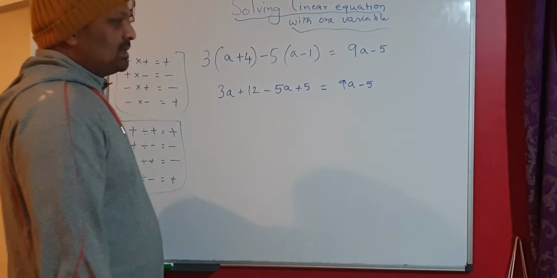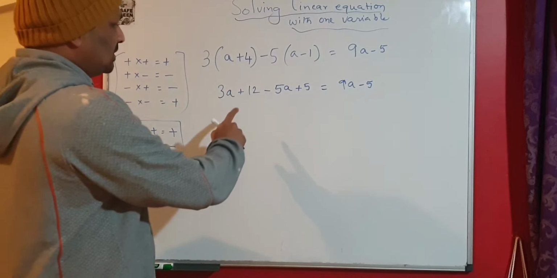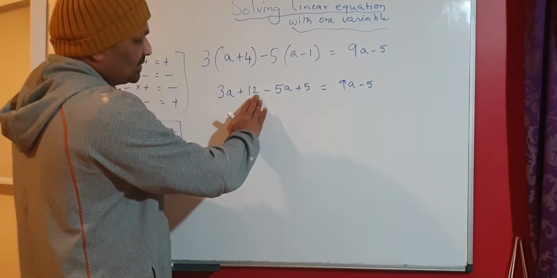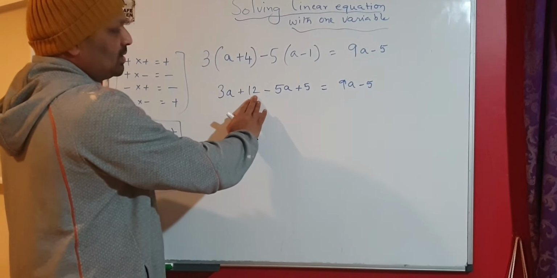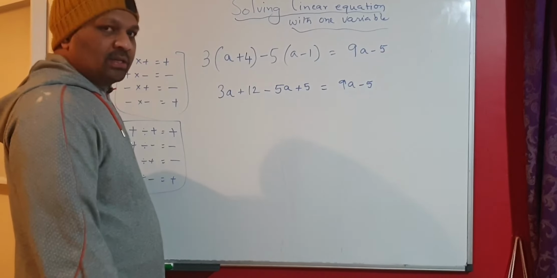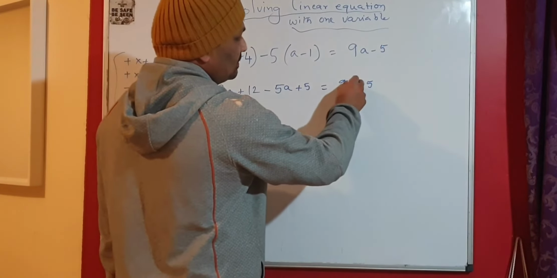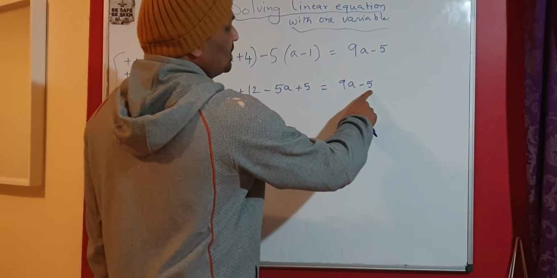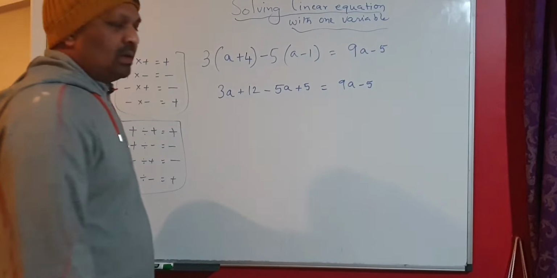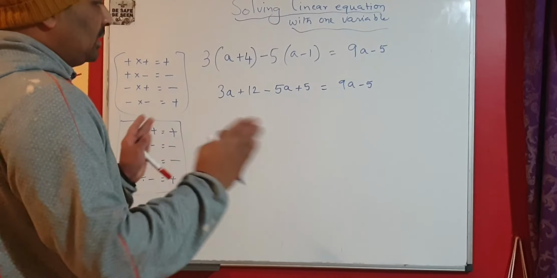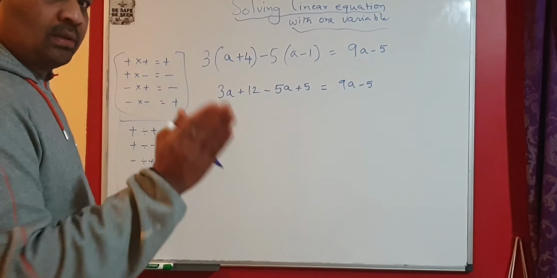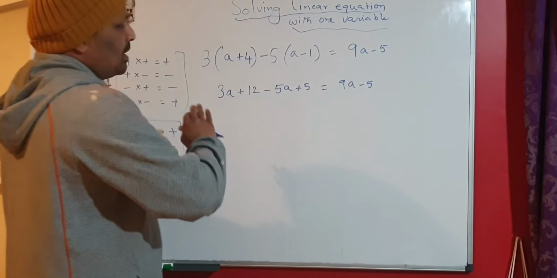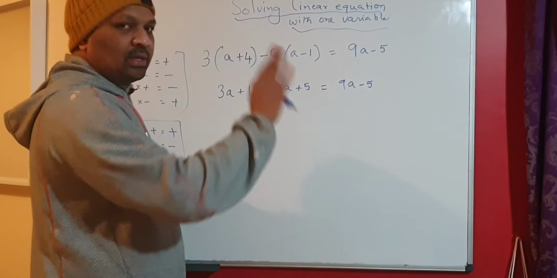On the next step, we have terms on the left side that have unknown quantities. We also have terms that have known constants. 12 is a constant, 5 is a constant. Similarly, on the right side, we have a term that has an unknown quantity in it, and we also have a term that is a known quantity. So you try to rearrange in such a way that you bring all the terms that have unknown quantities to the left side and the terms that have known quantities to the right side.